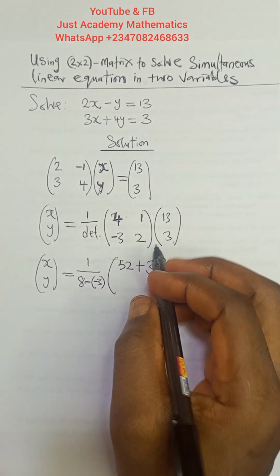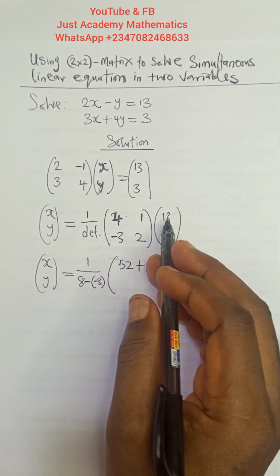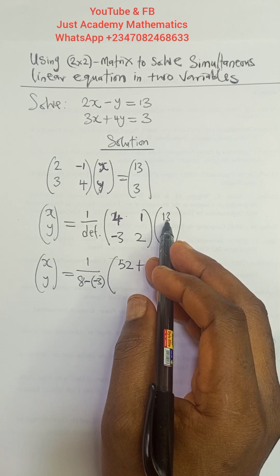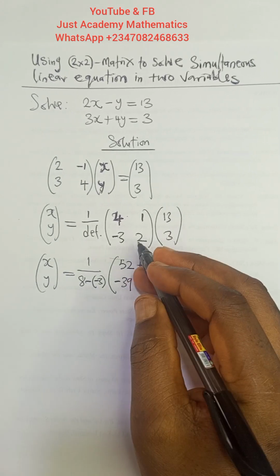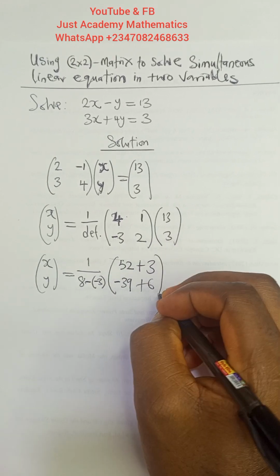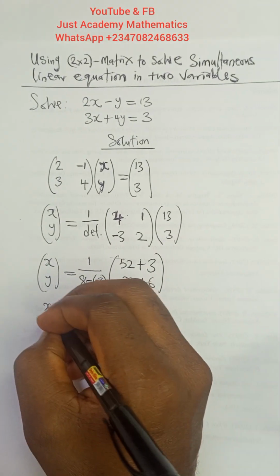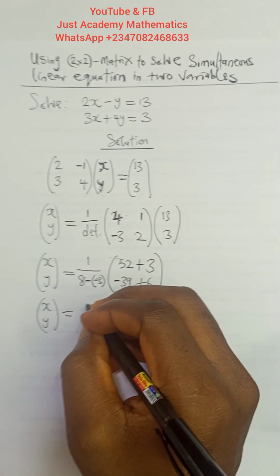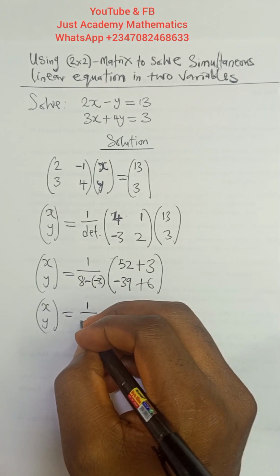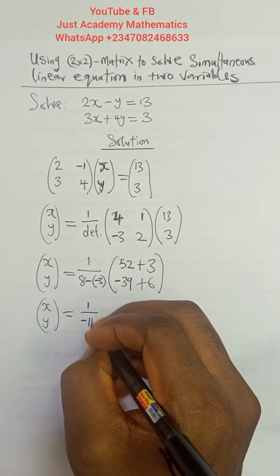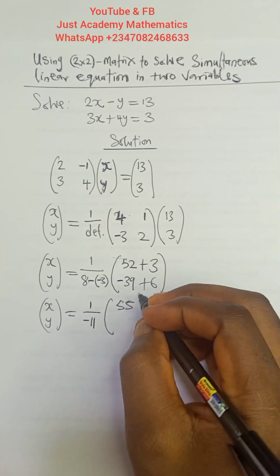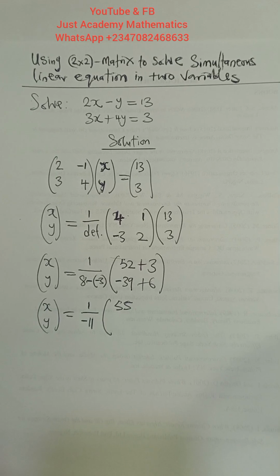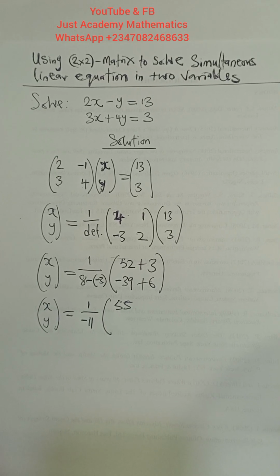Row times column. Again, row times column. Minus 3 times minus 13 will give us what? Minus 39. Then 2 times 3 is what? 6. So we have that xy is equal to 1 over, of course, this will give us negative what? 11 times, when you add this two, you have what? 55. And when you add minus 39 plus 6 will give us what?